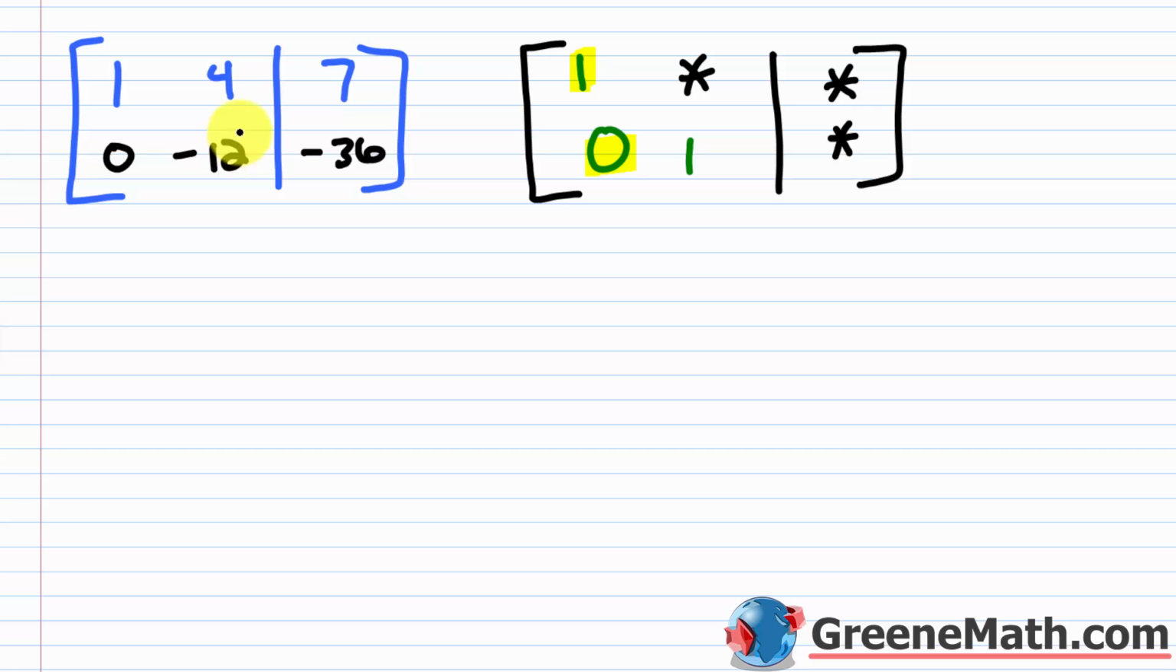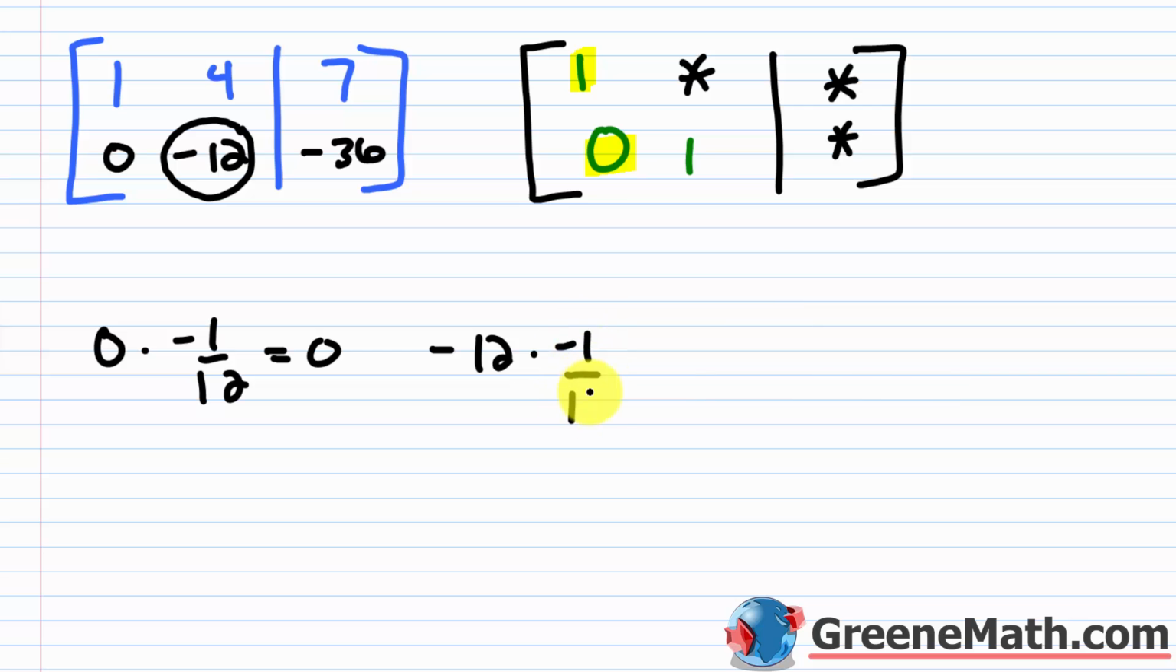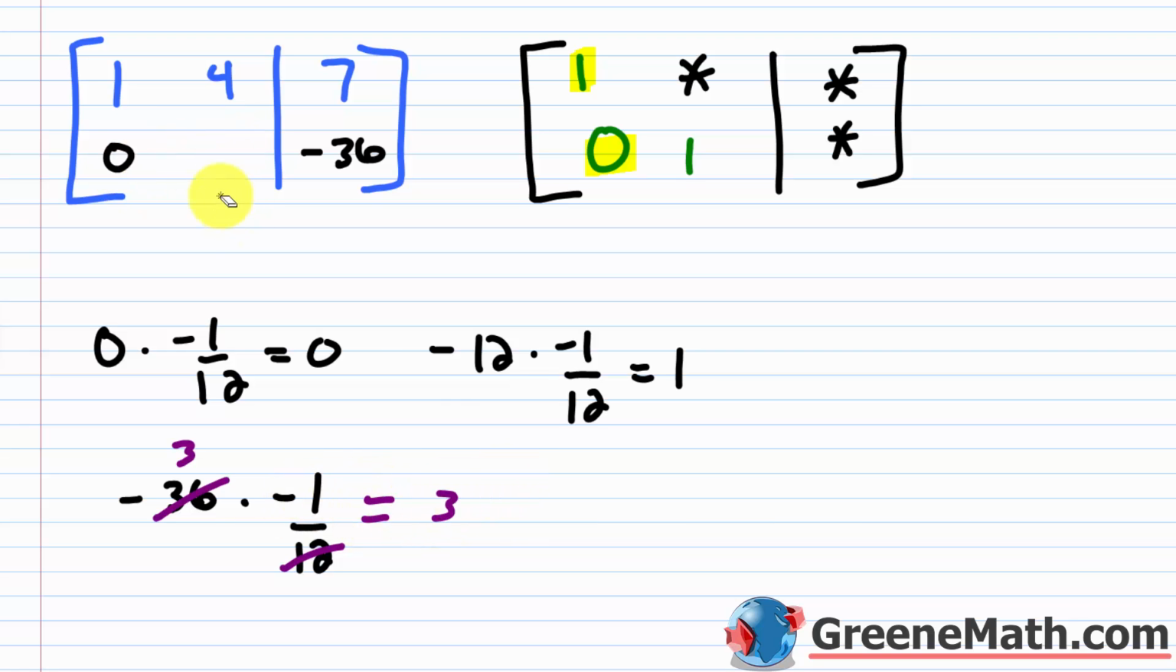So now what I want is I want this to be a 1. Okay, so again, getting a 1 is easy because I just multiply by the reciprocal of what I want to be a 1. So I would multiply row 2 by the reciprocal of -12, which is -1/12. Okay, so 0 times -1/12 would be what? It would be 0. So this is unchanged. -12 times -1/12 is obviously 1. And then -36 times -1/12, we know that this cancels with this and gives me a 3. Negative times negative is positive, so this is 3. Okay, so this is 0, this is 1, and this is 3.